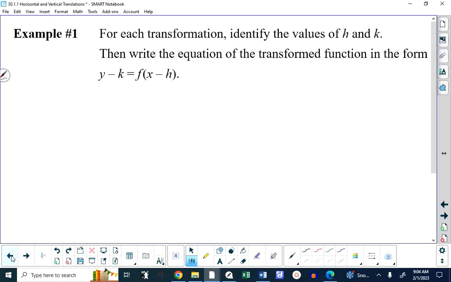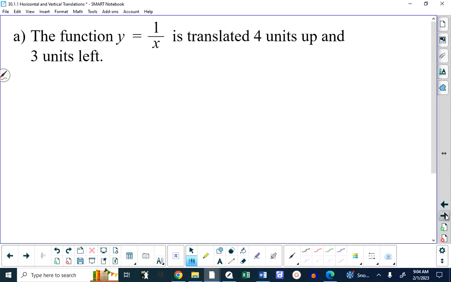So the first example says we want to write the new function, after the transformation given, in the form y minus k equals f of x minus h. And again, I hope you can appreciate that that is the same as writing this. And at first glance, this question is not any different than what we learned yesterday, but it is different. It's significantly different. And my goal is to teach you the meaning of the function notation. So if I have this function, y equals 1 over x, and I translate it 4 units up and 3 units to the left, what's the equation of the function?